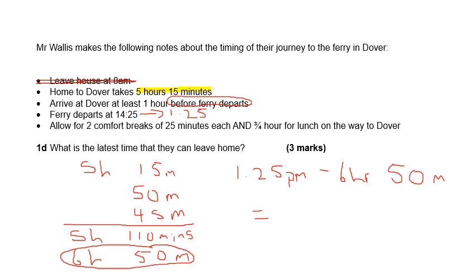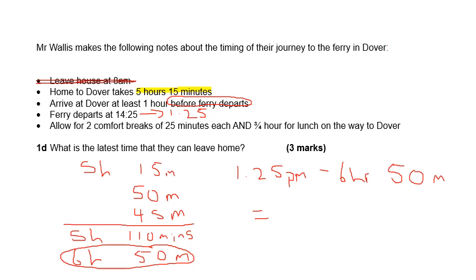Okay, so a couple of different ways you could go about this. Again, if I had taught you, I would tell you to go back in the hours first. So go back 6 hours first, and then count your minutes back separately. I think that's the best way of doing it.